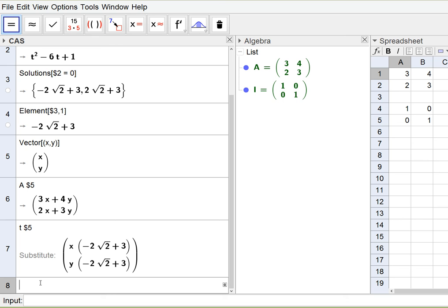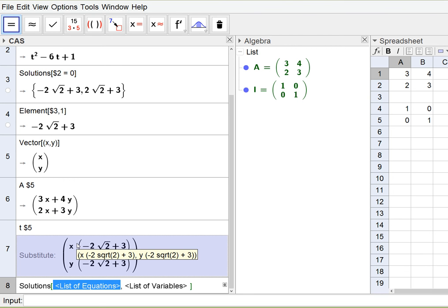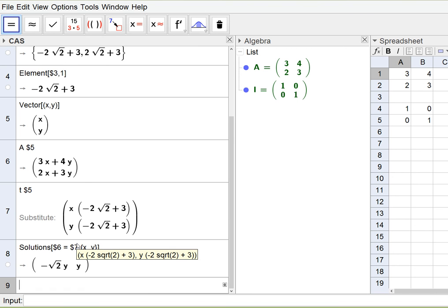So now I want to solve the equations for A times the vector equals t times the vector. Let's see if we can do that. That's Solve. I need a list of equations: number 6 equals number 7. And the variables I want to solve for are x and y. There we go, so we have a solution.